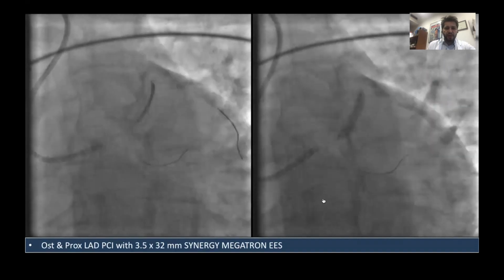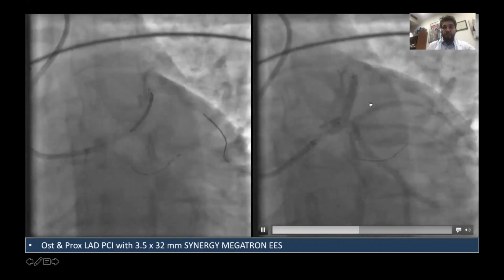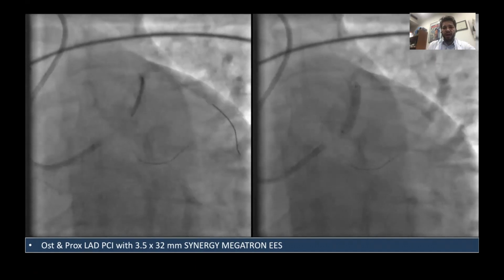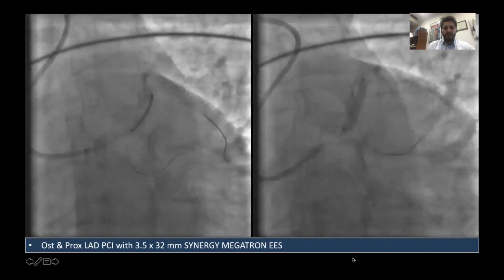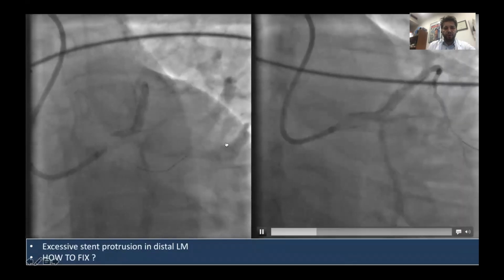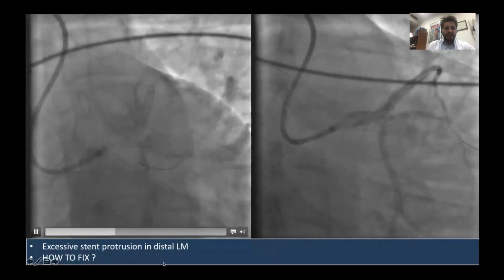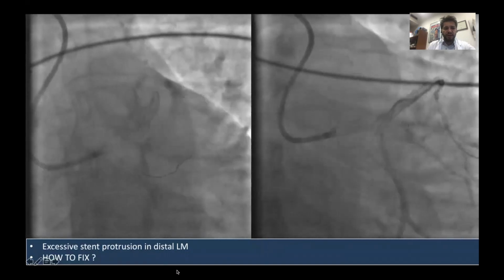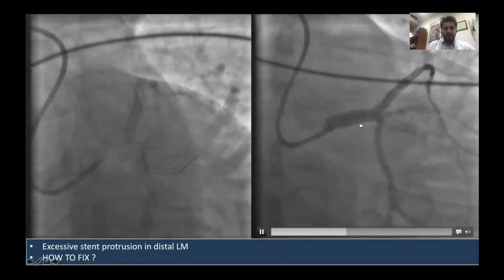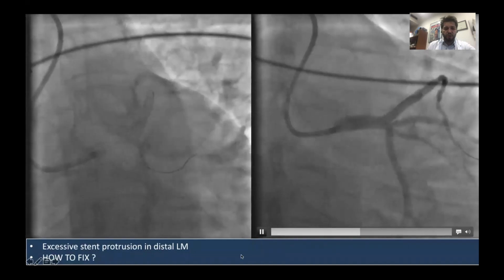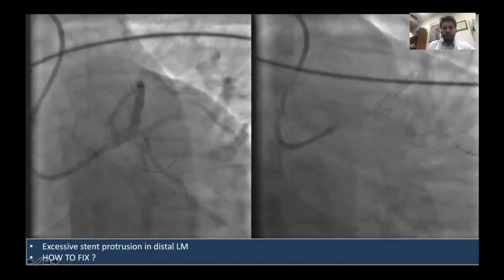And unfortunately, when we inflated, the patient took a deep inspiration, and we observed this huge excessive stent protrusion in the distal left main that can be nicely visualized on the angio. So the question was now how to fix.